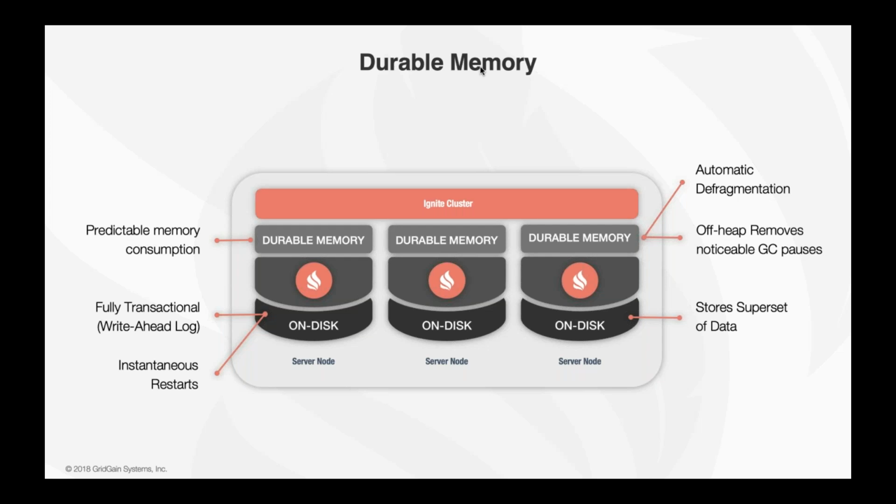Store superset of data. I think superset is not a great word to use. So essentially what we're saying there is that on disk, potentially, if we want to persist data, we can store all of our data on disk. I mean, that's essentially the point that I think it's trying to make there. If we want to use Ignite as a system of record, we can store all of the data on disk, and that's fine. And then subsequently, it can page in what it needs into memory and run things at memory speeds if we need.